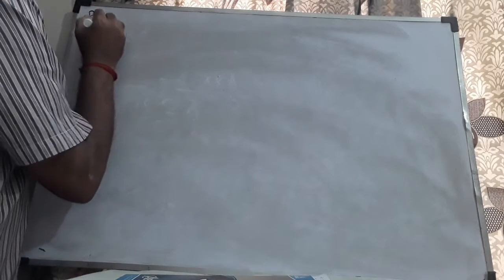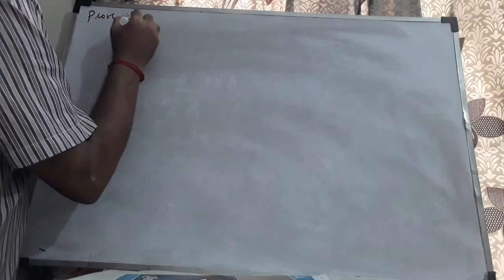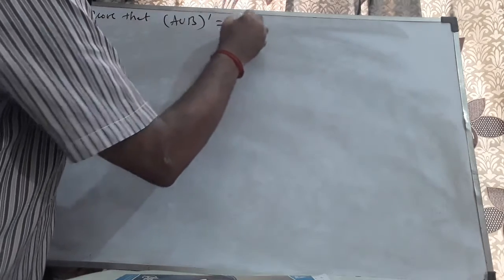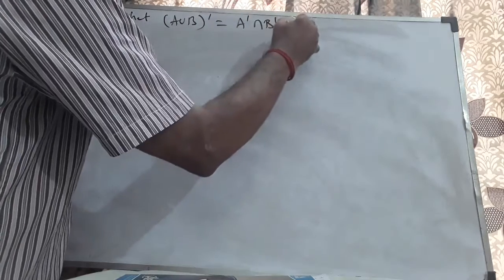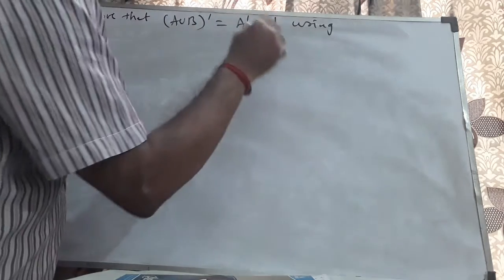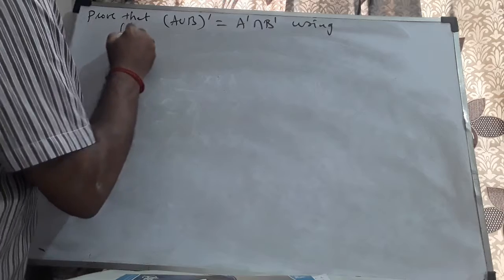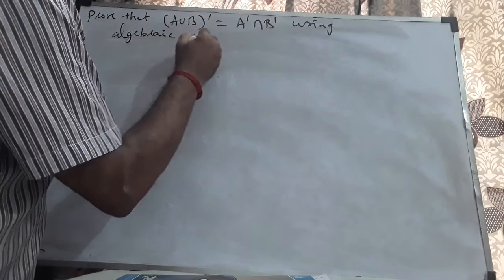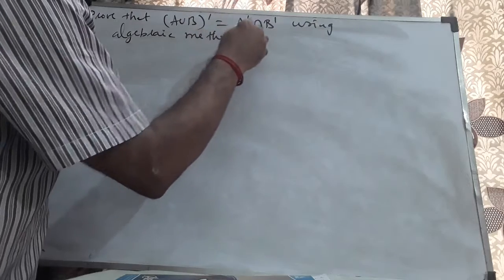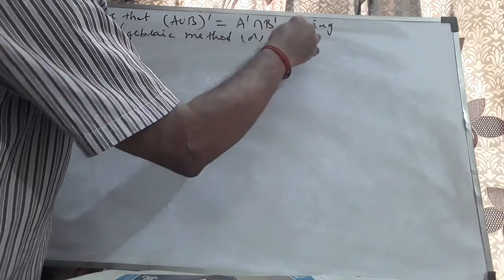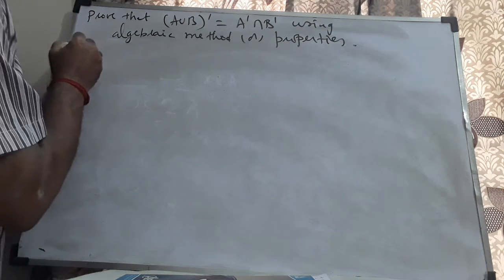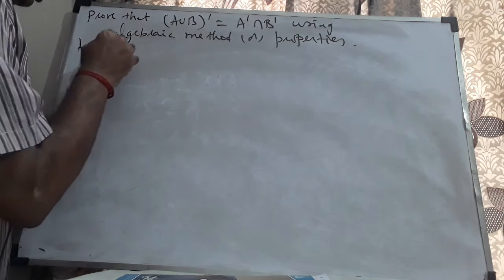Okay, now let me take the first example under this. Prove that (A union B)' is equal to A' intersection B' using the algebraic method. Or they may even say using properties in your textbook. Either way, just listen carefully.